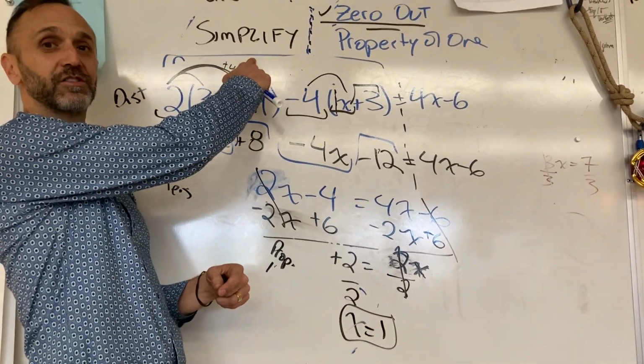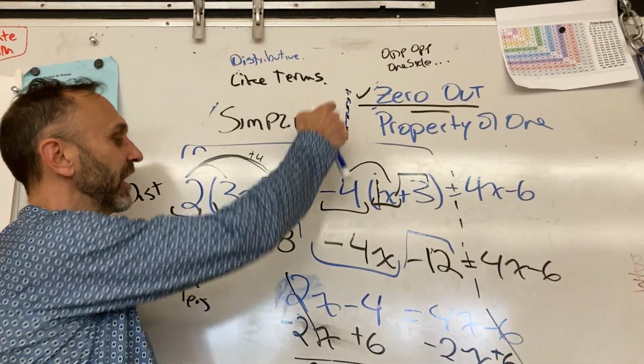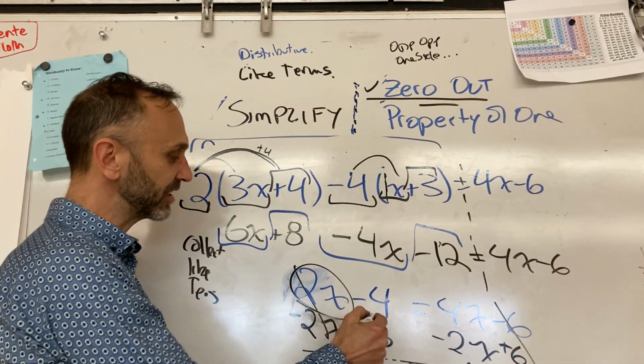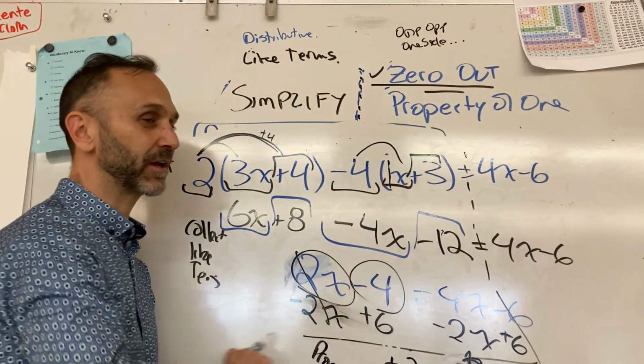Up here, can you just zoom in on that a little bit? Yeah, zoom. First thing, simplify until you have one constant and one coefficient on each side. After that, property of 1, you're done.